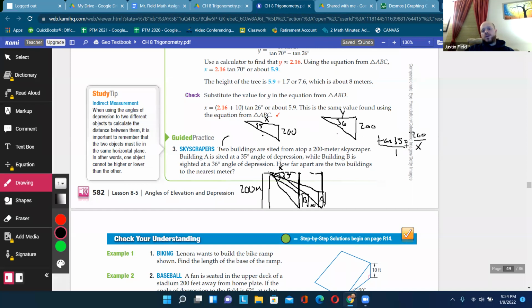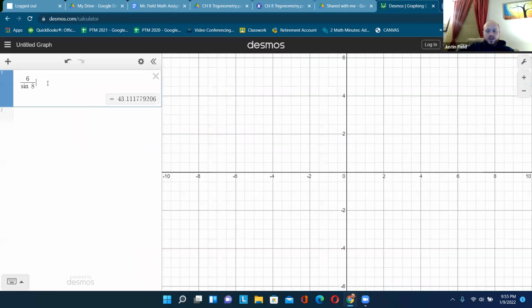And so we're going to end up with 200 equals x tan 35, x equals 200 divided by tan 35. And so without even doing it, I know that y, since it's the same thing, y is going to be 200 over tan 36.